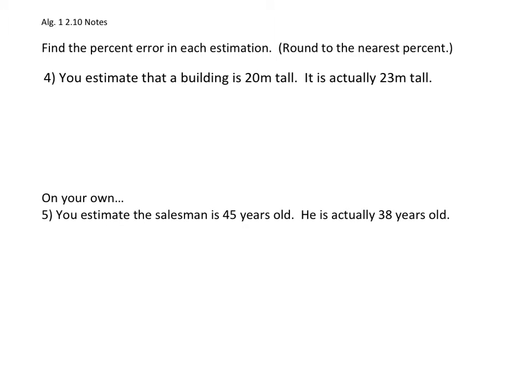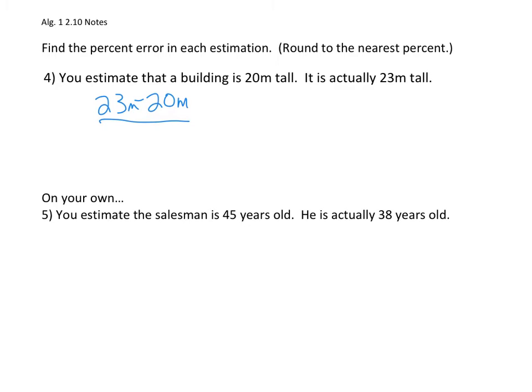In number 4, we're going to find the percent error in each estimation. Round to the nearest percent as well. You estimate that a building is 20 meters tall. It is actually 23 meters tall. So what's the difference there? There's a difference of 3 meters. We're going to show our work here though.